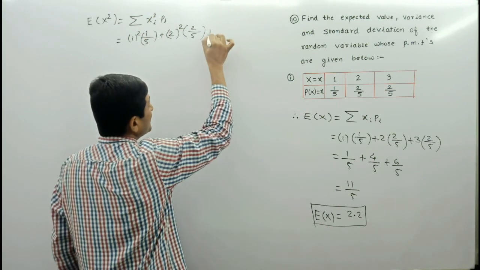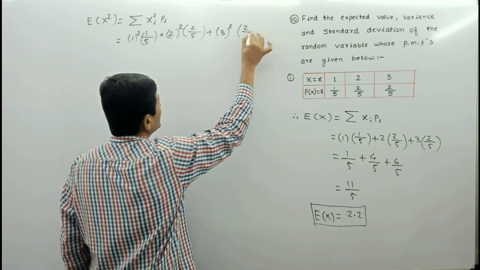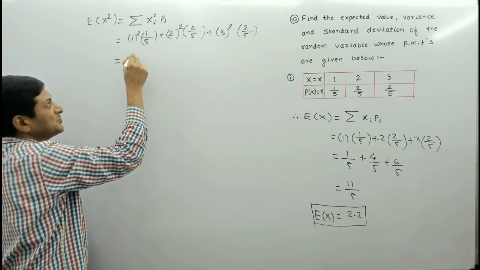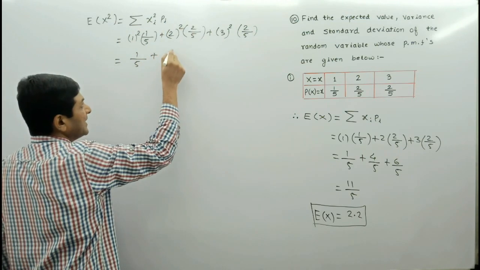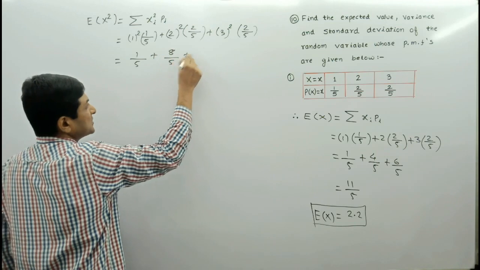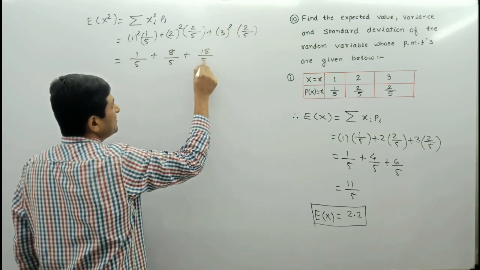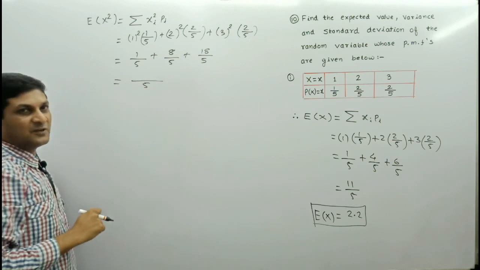In the last case, what is the value of the random variable? 3, so 3 square into 2 by 5. So the square of 1 is 1, 1 into 1 by 5 is 1 by 5, plus the square of 2 is 4, 4 2s are 8, so 8 by 5, plus here the square of 3 is 9, 9 2s are 18. So here we'll get 18 by 5. The denominators of all the terms are the same, so simply take the addition of the numerators.